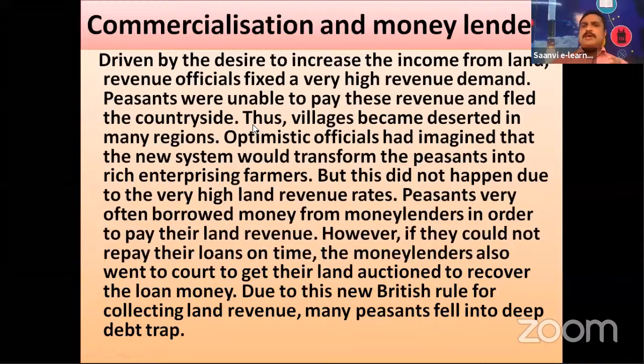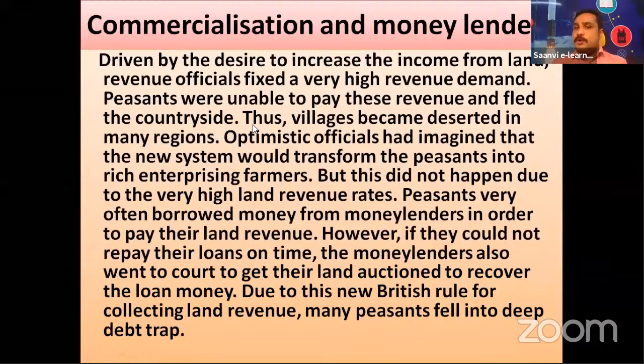Thus, villages became deserted in many regions. What do you mean by deserted here? Abandoned. Okay, so what happened? Thus, villages became deserted in many regions. Optimistic officials or hopeful officials, we can say, had imagined that the new system would transform the peasant into rich enterprising farmers. What new system? Just before we have discussed, farmers, okay, that land rent collection. But this did not happen due to the very high land revenue rates.